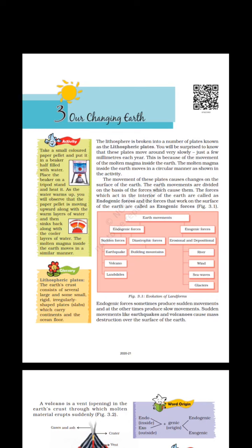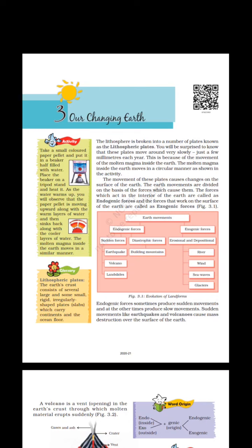Glossary: lithospheric plates. The Earth's crust consists of several large and some small, rigid, irregularly shaped plates, slabs which carry continents and the ocean floor. The lithosphere is broken into a number of plates known as the lithospheric plates. You will be surprised to know that these plates move around very slowly, just a few millimeters each year.